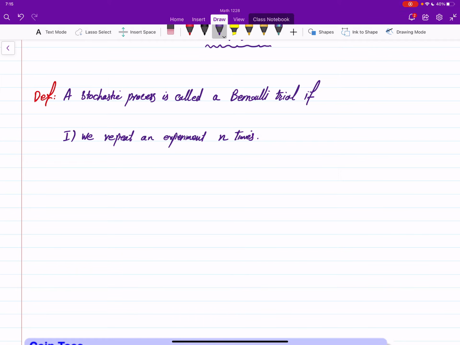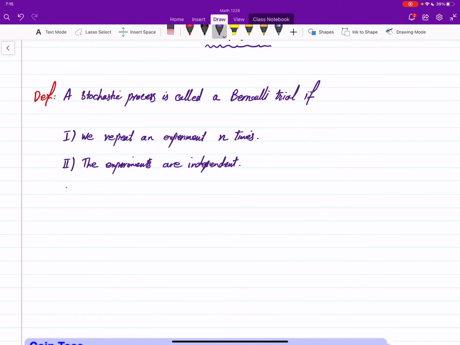There's an experiment, we repeat it. But there's an important thing here, that the experiments are independent. Meaning that the result of the first time that we do the experiment doesn't change the probabilities of the second one and so on. Okay.